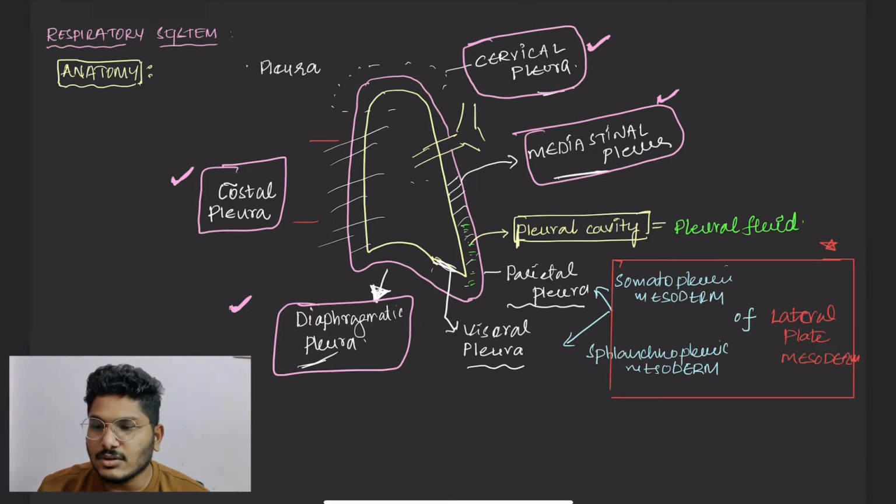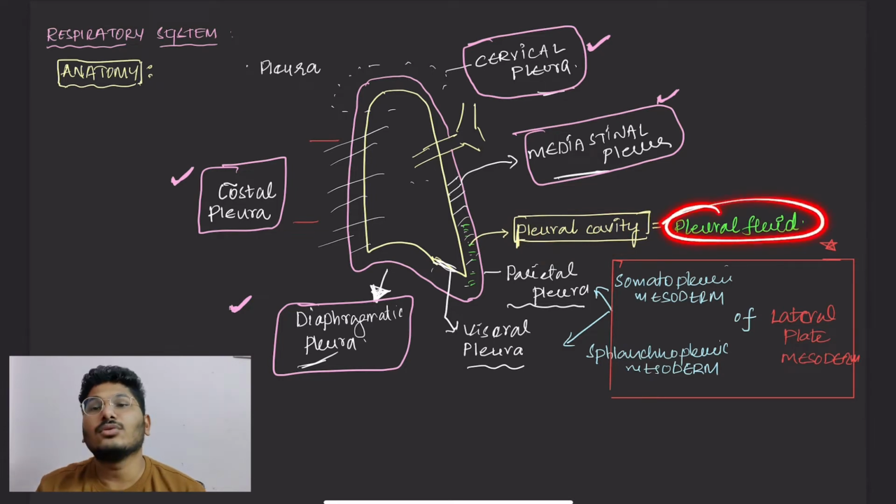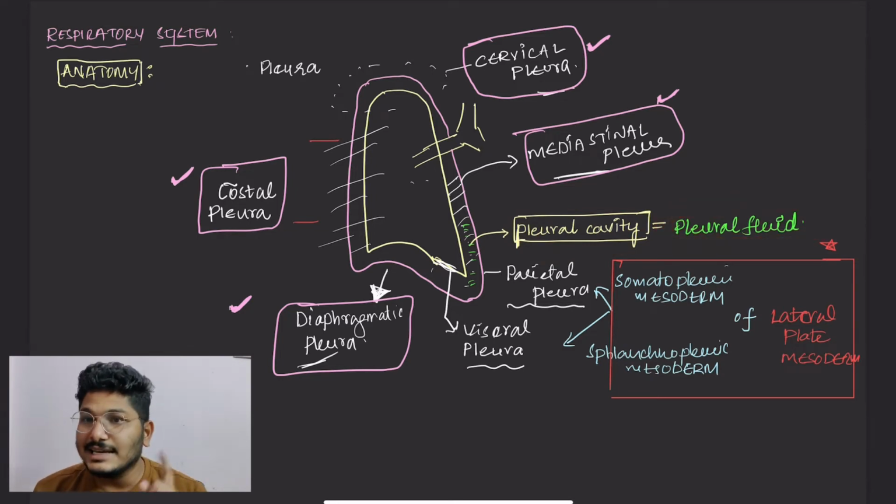Next, in between these two layers of pleura, the parietal layer and the visceral layer, there is a cavity called the pleural cavity. This cavity has a fluid called pleural fluid. The clinical term pleural effusion means there is an increase in the amount of pleural fluid, resulting in no space for the lung to expand, causing breathing difficulties.